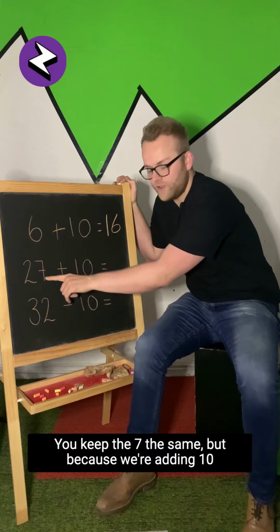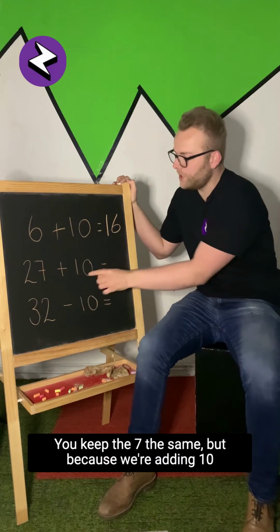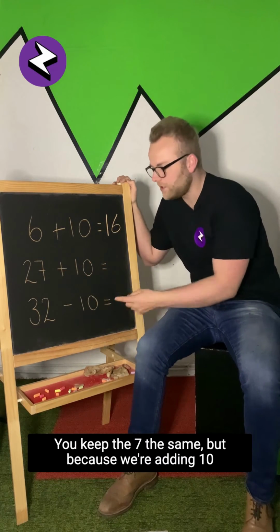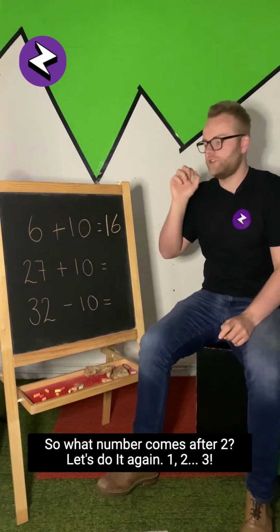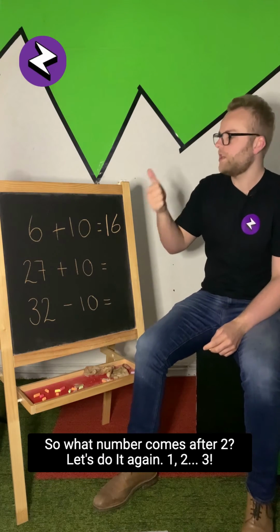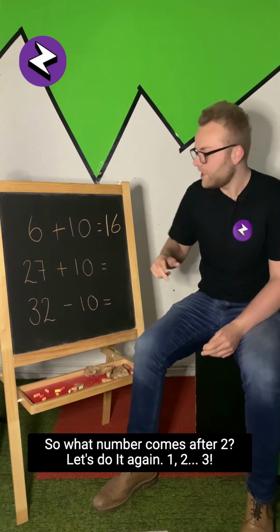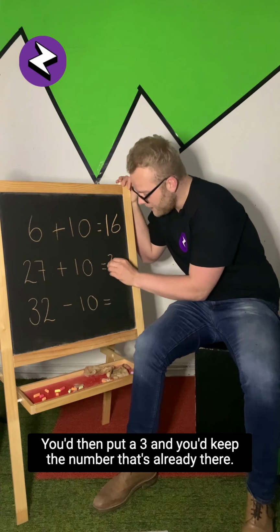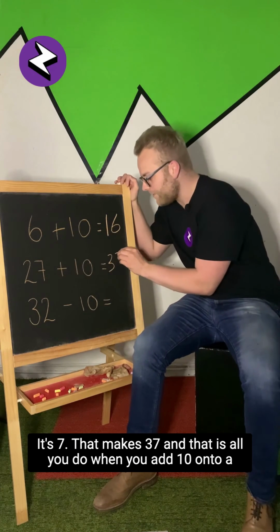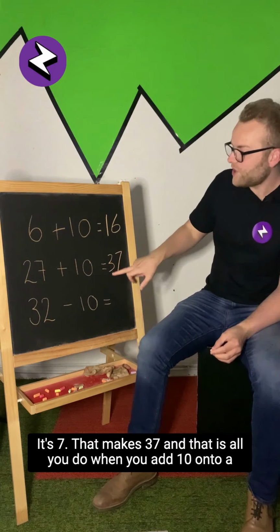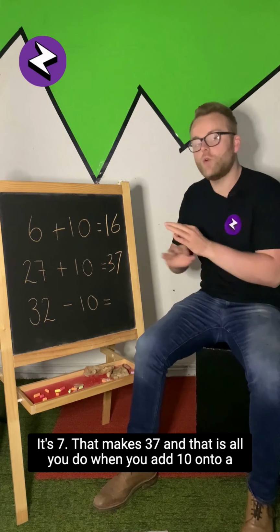You keep the 7 the same, but because we're adding 10, all you have to do is tell me the number that comes after this. So what number comes after 2? Let's do it again. 1, 2, 3. So you'd put a 3 and you'd keep the number that's already there. So it's 7. So that makes 37. And that's all you do.